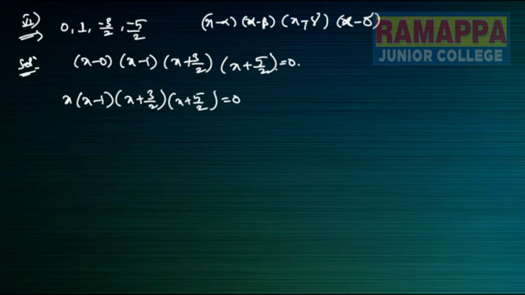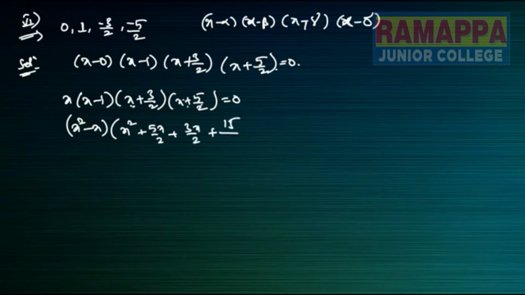So this will become x into x, x square will come. So x square minus x will come here, into, this we also multiply: x into x, x square, x into 5, 5x by 2, plus 3x by 2, plus 3 into 5, 15, by 2 into 2, 4, here is equal to 0 will come. So x square minus x into this will come. LCM becomes 4. Okay, LCM becomes 4, we can take it like that also.